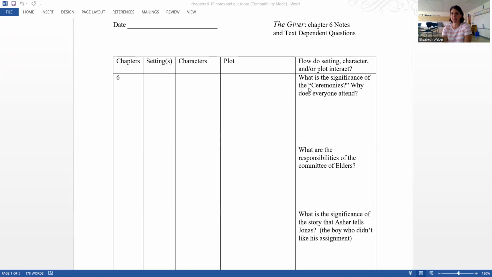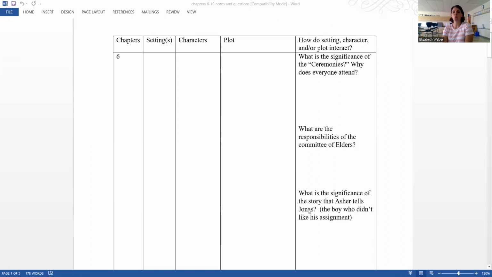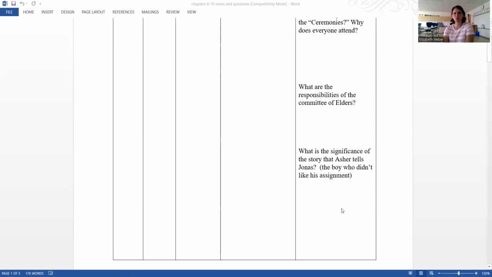And I ask, what is the significance of the ceremonies? Remember, significance means importance. And why does everyone attend? We see the question, what are the responsibilities of the committee of elders? And this was mentioned previously, but I think it's more specific in Chapter 6 that I've included it here. If not, we need to look back. And then what is the significance of the story that Asher tells Jonas, the boy who didn't like his assignment? So what is the importance of that particular story?